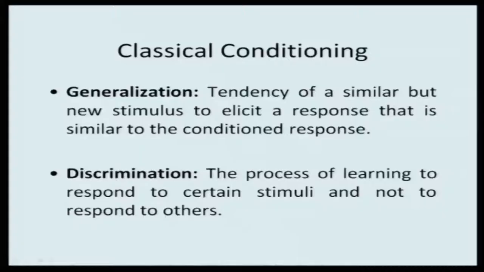Hence, we come to important concepts in classical conditioning. Two important concepts: one, generalization, and two, discrimination. What is generalization? It is the tendency of a similar but new stimulus to elicit a response that is similar to the conditioned response. For example, the student will leave the seat if the teacher comes into the class. If this is extended not only to teachers entering the class but to all elderly people, you have generalized it. Depending on the similarity, the response is now generalized.